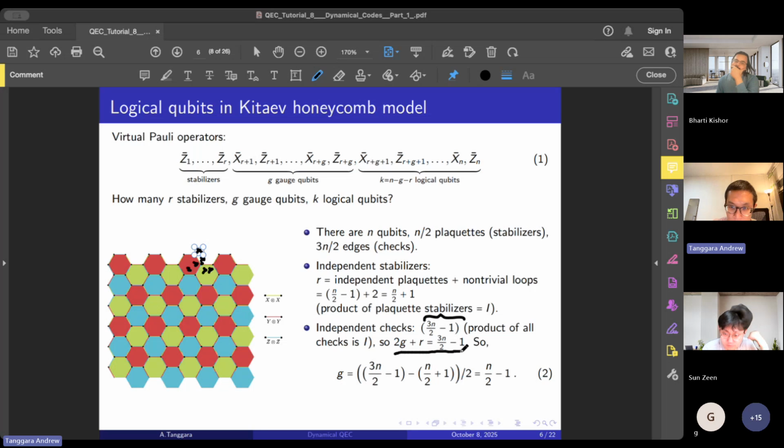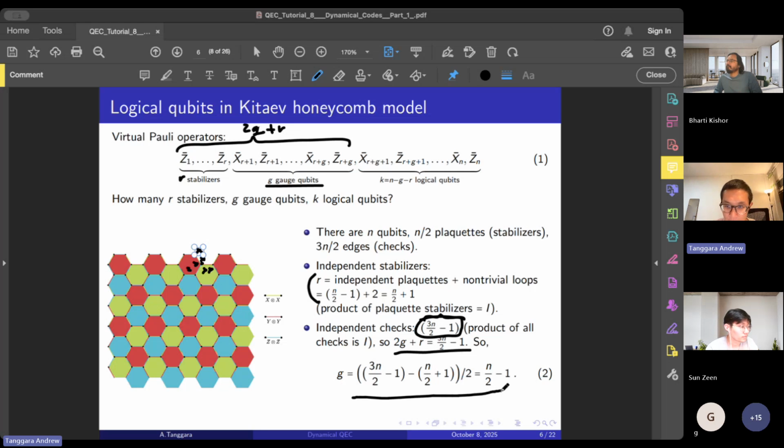And I'm going to use this formula, because we have 2G virtual Pauli operators if we have G gauge qubits, right? And then we want to add that with our stabilizers. So the total number here is 2G plus R, and that must total to this value. And we know what R is from this second point, right? So we can just plug everything in and solve for G, and this is what we get.